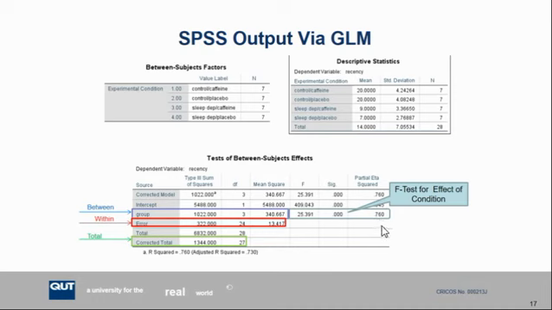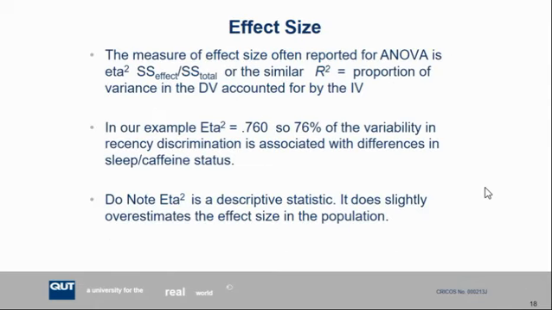I've also, in this output, asked SPSS to calculate our eta squared, which is 0.76, which tells us that 76% of the variance in the scores in those groups is attributable to which group the participant was in. So quite a strong effect size. The measure of effect size that is most often reported for ANOVA is eta squared. And as I said, that is simply SS effect over SS total.